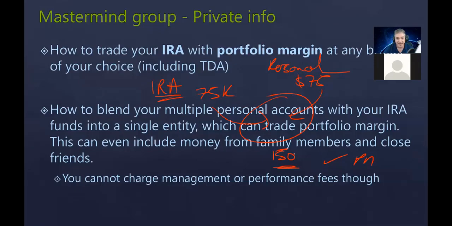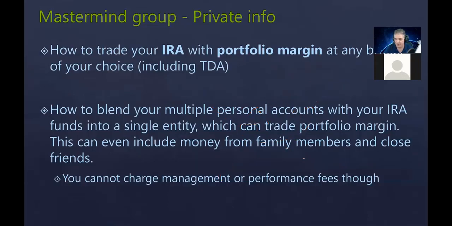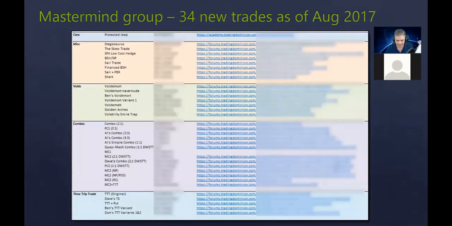All right? On top of that, if you want to, you can get family money and bring it in through that same business entity and trade that. The only restriction is that you're not allowed to charge management fees or performance fees. Okay? But you can actively trade it fully legally. All right? So we have full information on that available inside our Trading Dominion community, which I think is pretty powerful stuff. Okay? You won't find that anywhere else.